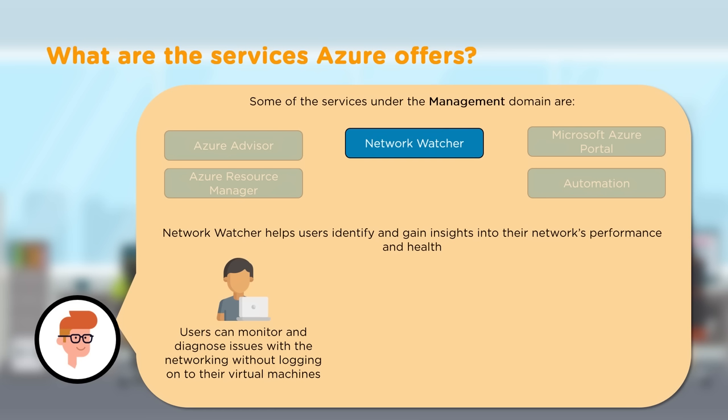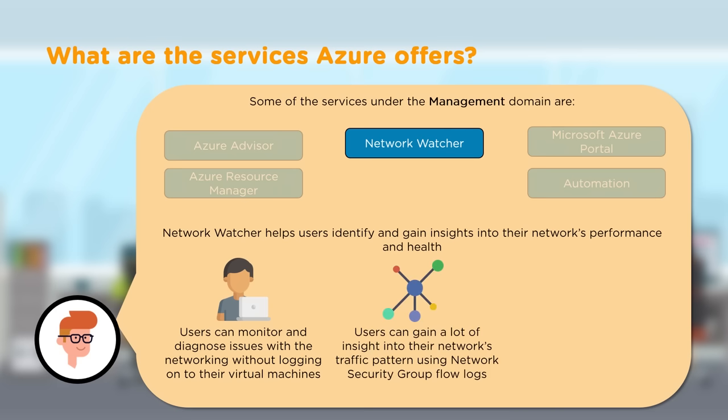With just the logs, which are real time, we can actually come to a conclusion about what could be wrong in a certain resource, in a VM or in a database, by just looking at the logs. And not only that, it's used for analytics, to gain some intelligence of what's happening in our network. We can gain a lot of insight into the current network traffic pattern using the security group flow logs that this Network Watcher offers. It also helps in investigating VPN connectivity issues using detailed logs.